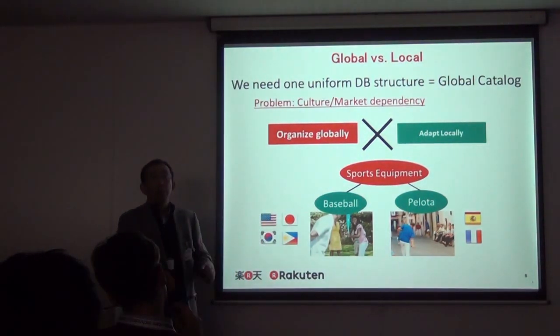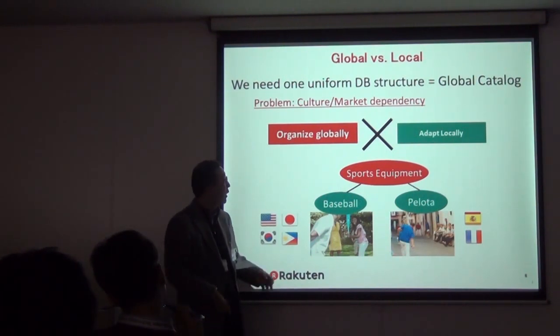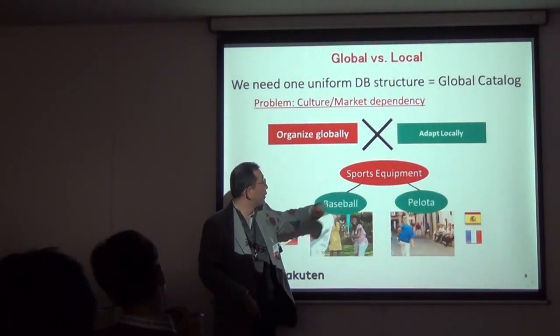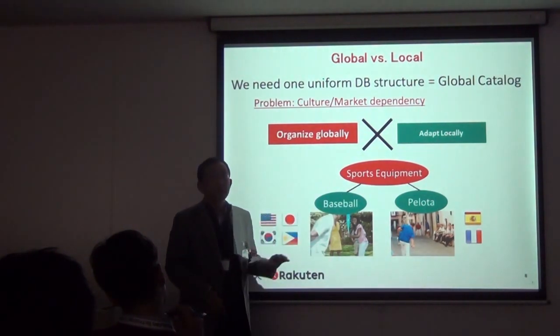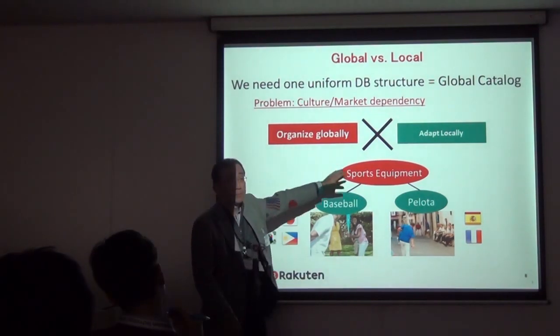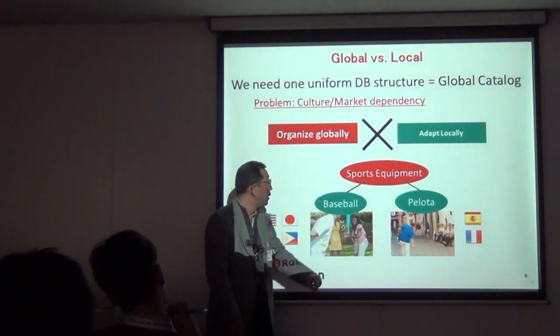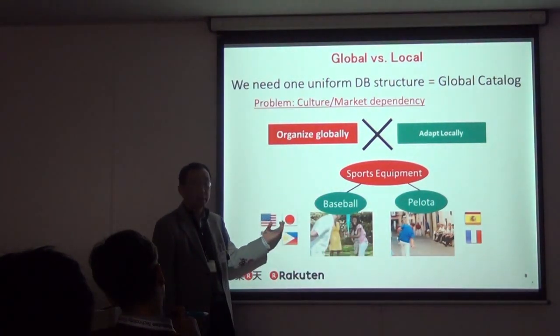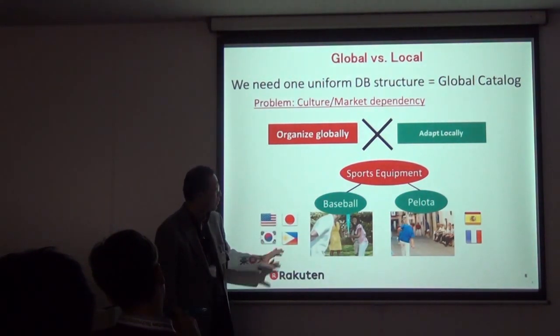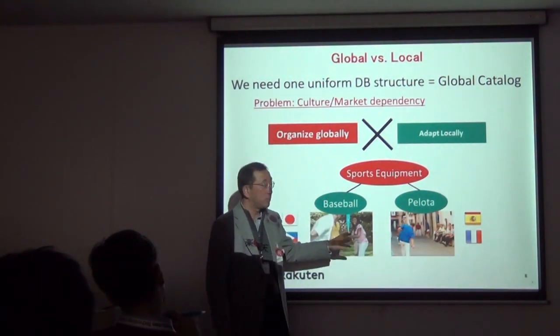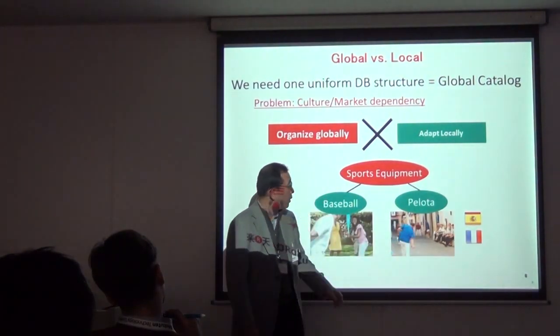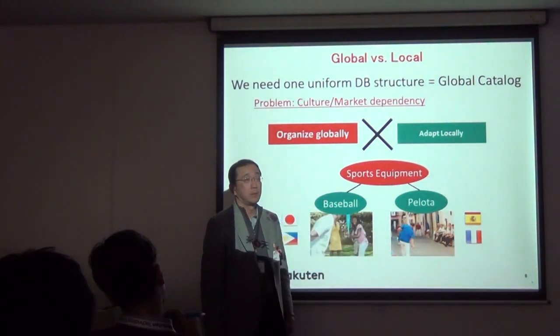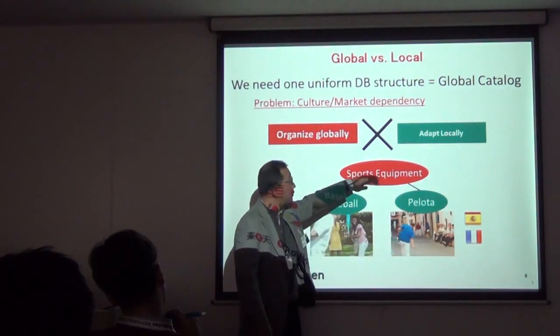Then we looked at all the 12 categories, Google category, Amazon category, etc., and we understood, for example, that sports equipment exists in every category. This is very common, so this is global. Everybody understands sports equipment. But baseball is popular in Japan, US, Thailand, Taiwan, and Korea only. And for example, pelota, which is similar to baseball, is only very famous in Spain and France. So this is local, and this is global.